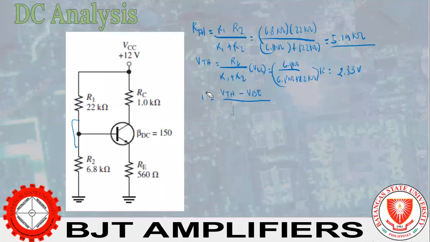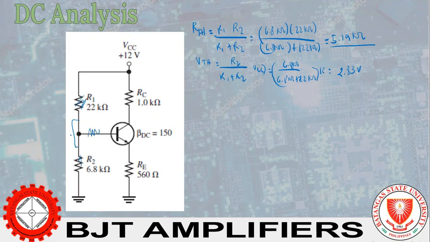So diretsuhin na lang pala natin, no, para wag natin dumaan sa IB. Since voltage divider bias na lang tayo, mag KVL na lang tayo dito. So we have the VTH minus the IB RTH minus VBE minus VE, si IE RE natin.